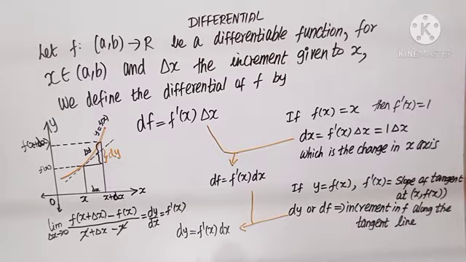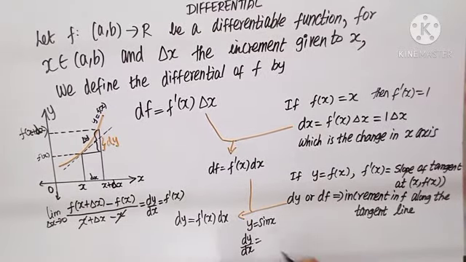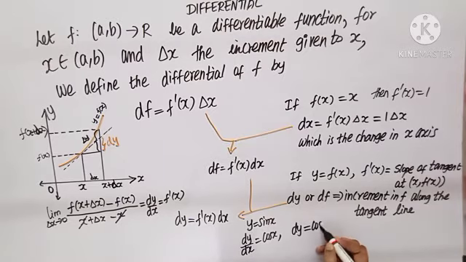Let us see some examples. Suppose y equals sin x. What is dy by dx? I call this the derivative. Dy by dx, I will say cos x. But if I ask you what is dy, it is derivative into dx. So sin x will become cos x into dx.